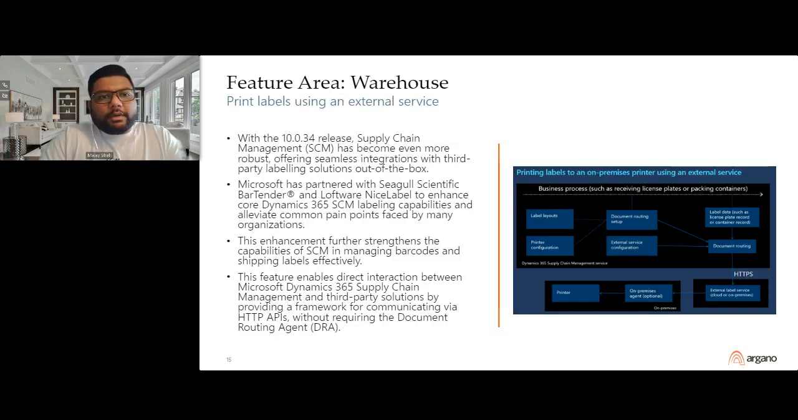Next feature release is in the warehouse management area. Now we can enable label printing using the external service. With 10.034 release, supply chain has become more robust, offering seamless integration with third-party labeling solutions out of box. Microsoft has partnered with Seagull Scientific BarTender and Loftware NiceLabel to enhance core Dynamics 365 labeling capabilities. The enhancement will strengthen the supply chain in managing barcodes and shipping labels effectively.